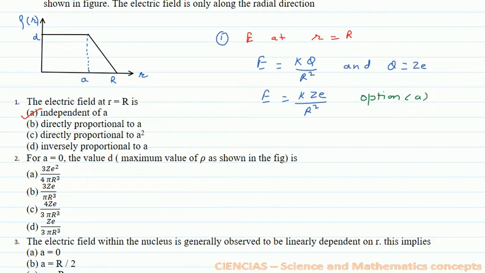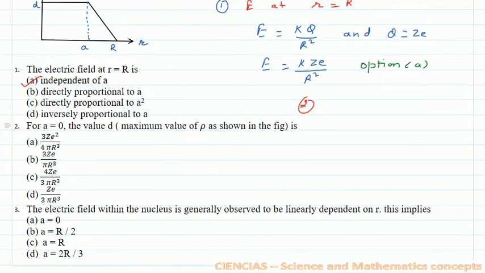Now for question number 2. In this question number 2, for A equal to 0, the value of D, the maximum value of rho, means that at point D, the charge per unit volume is maximum as shown in the figure. Out of these 4 options, we have to find out the result. Now for this part, we'll solve it.